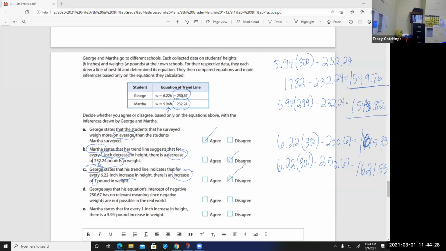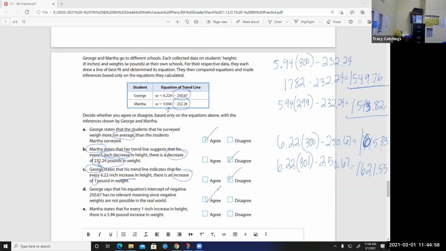All right, George said that his equation's intercept of negative 250.67 has no relevant meaning since negative weights are not possible in the real world. Can weight be negative? Good. Yeah, so we gotta agree with that. It don't make no sense, which is pretty much correct. That's what was throwing me off first. I'm like, wait a minute, why they subtracting it?